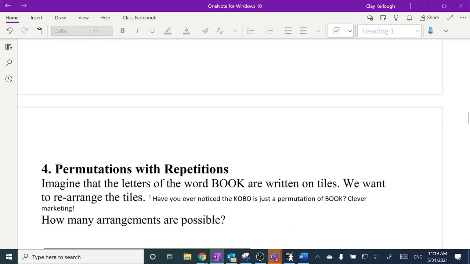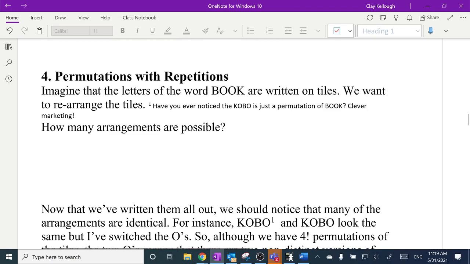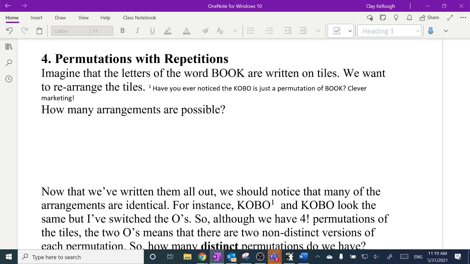Let's do some actual word problems here. Permutations with repetitions. Imagine that the letters of the word book are written on tiles. Anybody ever played Scrabble? Imagine that you have B-O-O-K for Scrabble tiles. We want to rearrange the tiles.